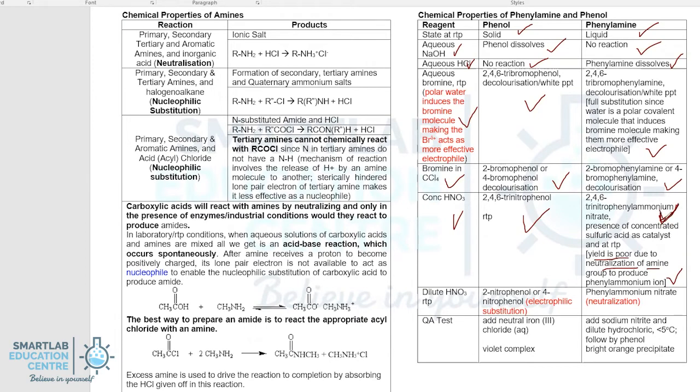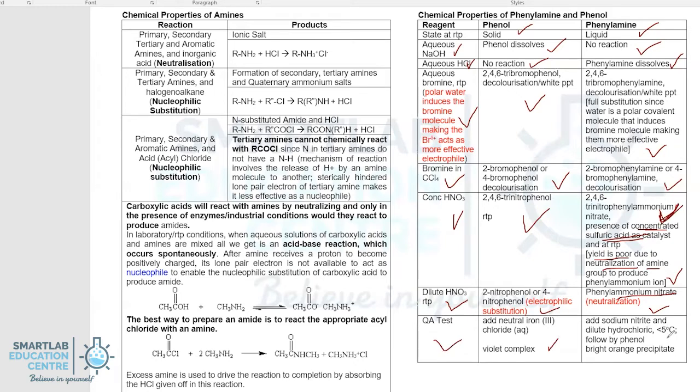Do take note that to produce 2,4-dinitrophenylammonium nitrate, you still need concentrated sulfuric acid as catalyst. In the presence of dilute nitric acid, you'll get mononitration with phenol, but in the case of phenylamine, it will just be a neutralization reaction, and the salt that you get will be phenylammonium nitrate. Finally, for QA tests, you remember that for phenol, we add aqueous neutral iron(III) chloride solution and get a violet complex.